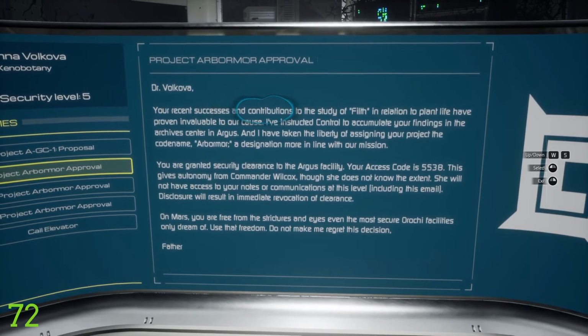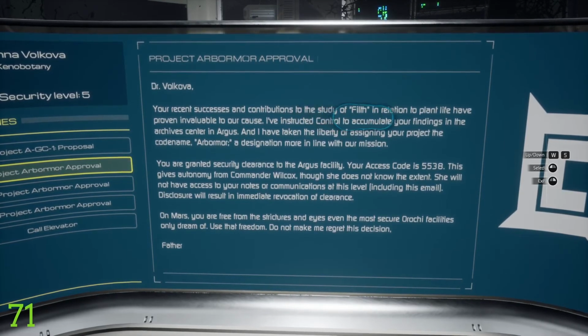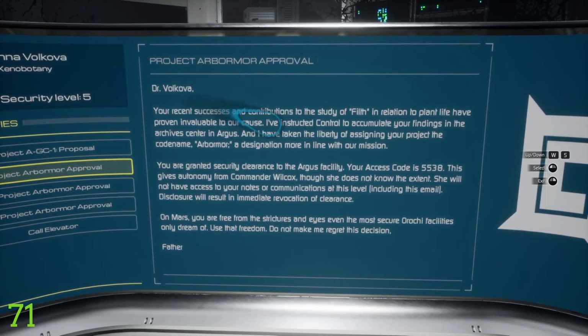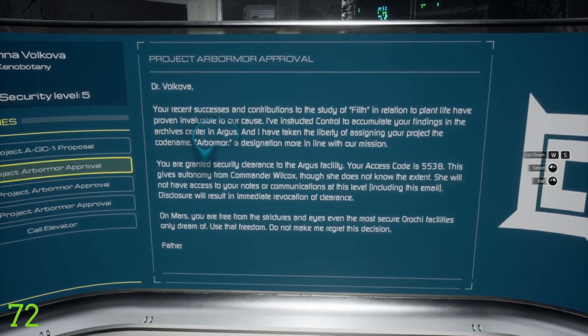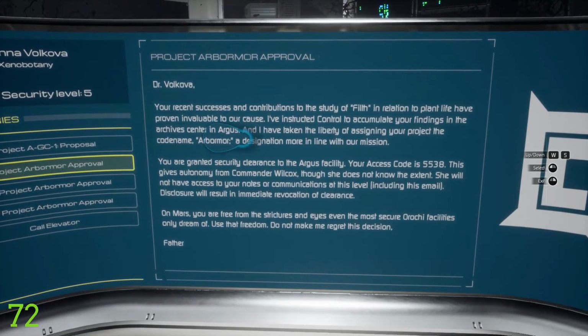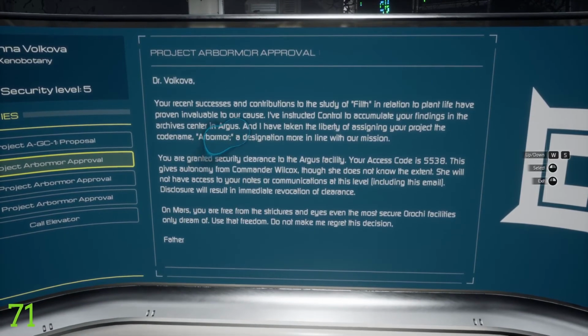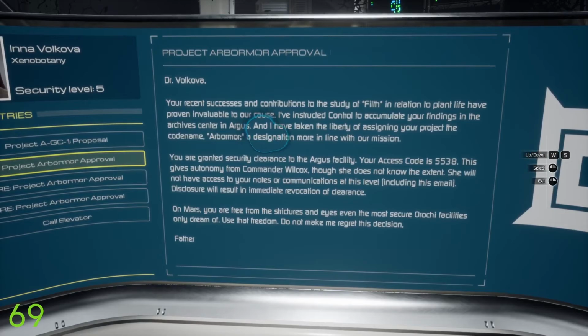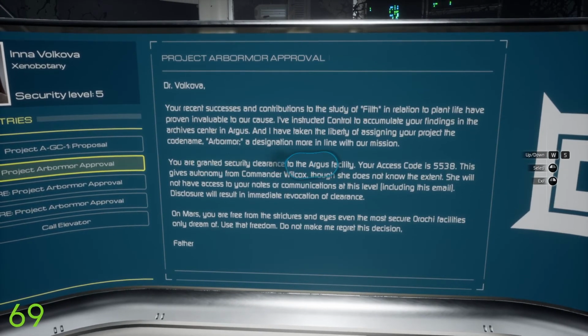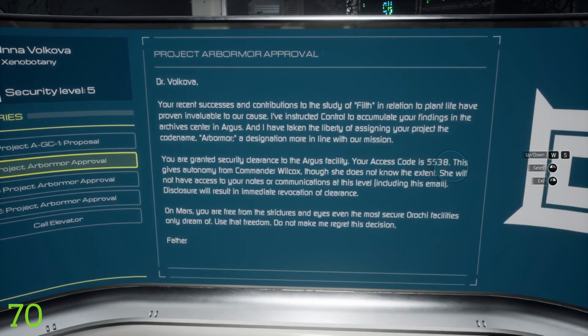Your recent successes and contributions to the study of filth in relation to plant life have proven invaluable to our cause. I've instructed Control to accumulate your findings in the Archive Center in Argus, and I have taken the liberty of assigning your project the codename Arbormer. It's like armor, but arbor, because arbor is like tree. Anyway, a designation more in line with our mission. You are granted security clearance to the Argus facility. Your access code is 5538.